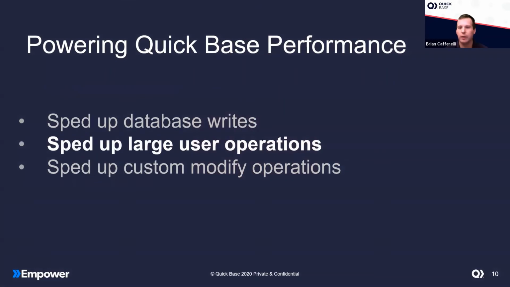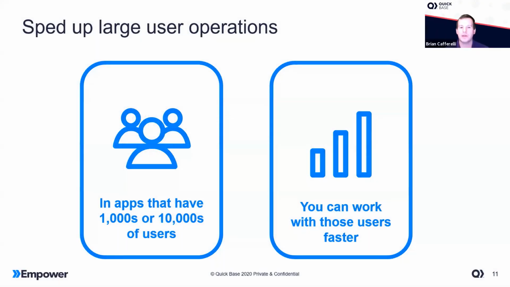Okay, so what else have we been up to in making QuickBase faster? Well, we've also sped up large user operations. Now, we see a lot of big, successful QuickBase apps out there that are shared with a lot of people, lots of different teams collaborating together. Some of them have thousands of users in them, even tens of thousands of users in them. So large user operations are basically just any time we have to scan through the user list for an application in order to do something, right?